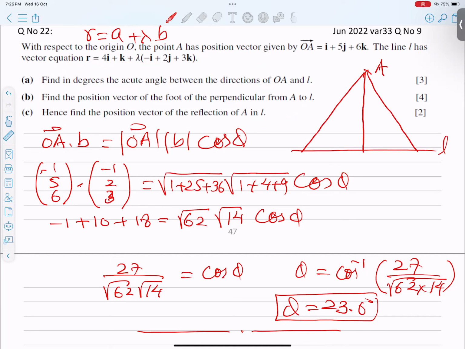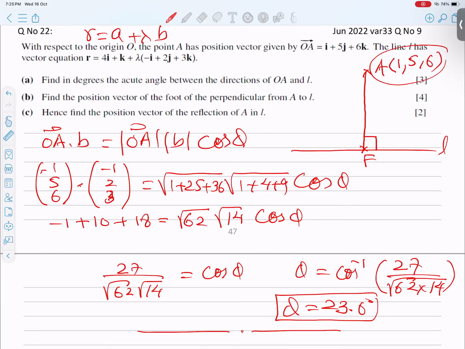It means making 90 degrees, because the foot of the perpendicular is always a point which is exactly 90 degrees with a line. This is called F, the foot of perpendicular. And I'm writing the coordinates of A, 1, 5, 6, which come from here. I can write a point even, no problem at all.